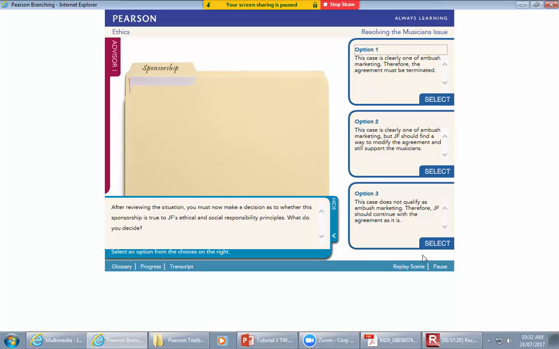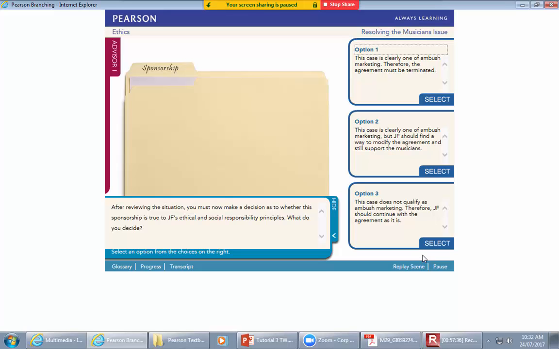So this is what they call ambush marketing. Ambush marketing in the sense that you put your name there, okay, but you don't pay as much as the people who sponsor, for example, the venues or the events or the gigs where that band plays.